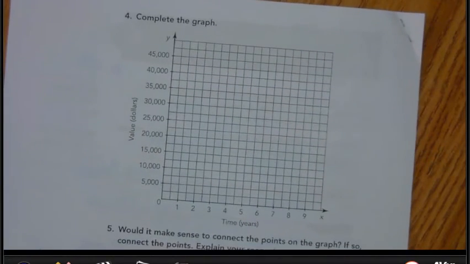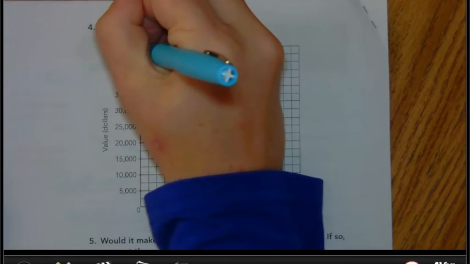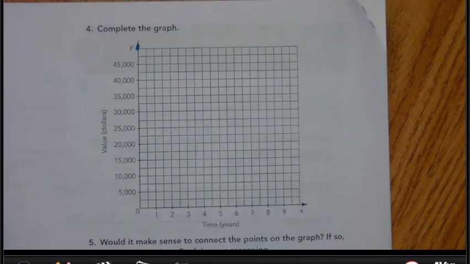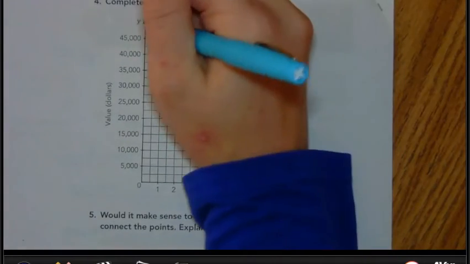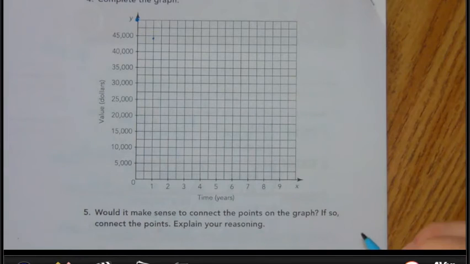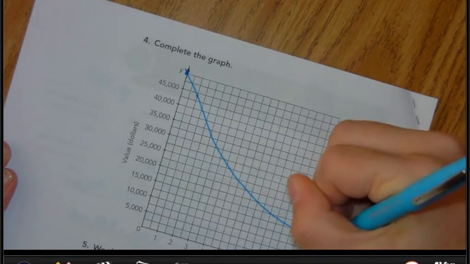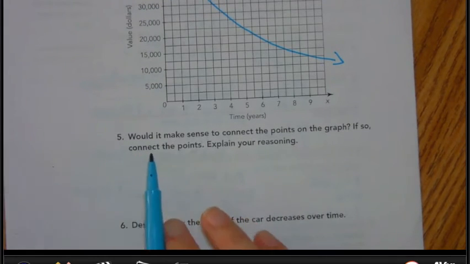Number 4, complete the graph. Well, here's the thing. The way that my graph is going to look is it's going to start here because I start at 0 years. I'm going to start at $50,000. After 1 year, I'm at 44, so I'm just under the 50. And then I go down and go down and go down. It's going to look something like this, kind of sloping down. All right. Now, we can connect the dots in here.